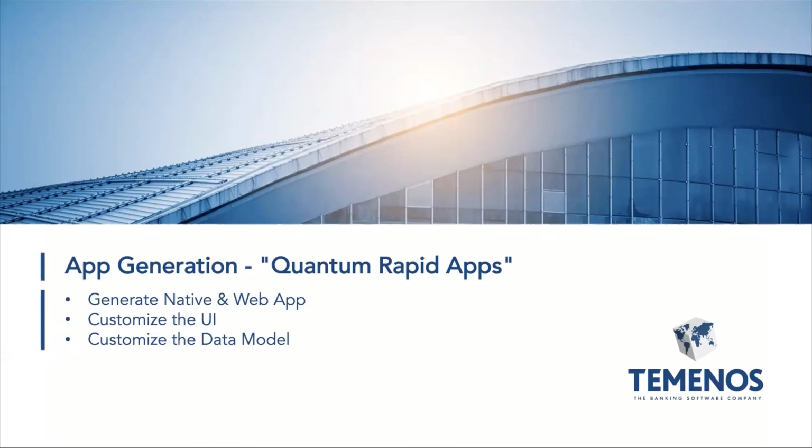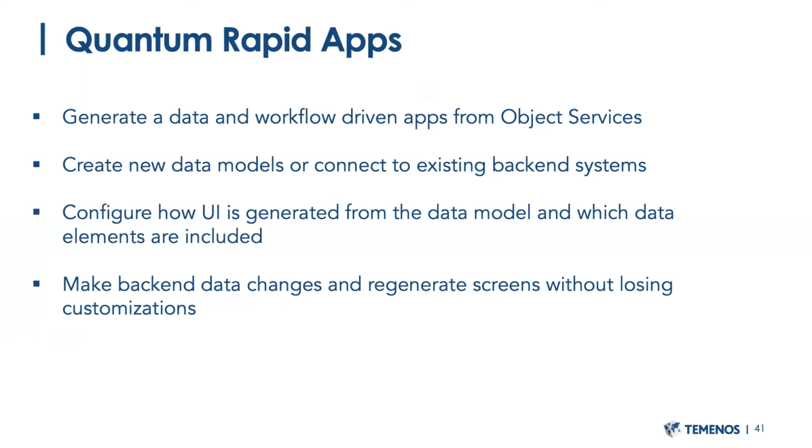Okay, so the next section we are going to go through is the support for application generation using the Quantum Rapid Apps. So this is what we call Quantum Rapid Apps. So what we do here is we support the generation of native and web applications from an app data model, right? So you have an app data model, you take that, and it gets converted to an object service within Fabric, and using that, we try to generate native and web applications using the Quantum Rapid Apps feature. This is used to generate data and workflow-driven applications from object services.